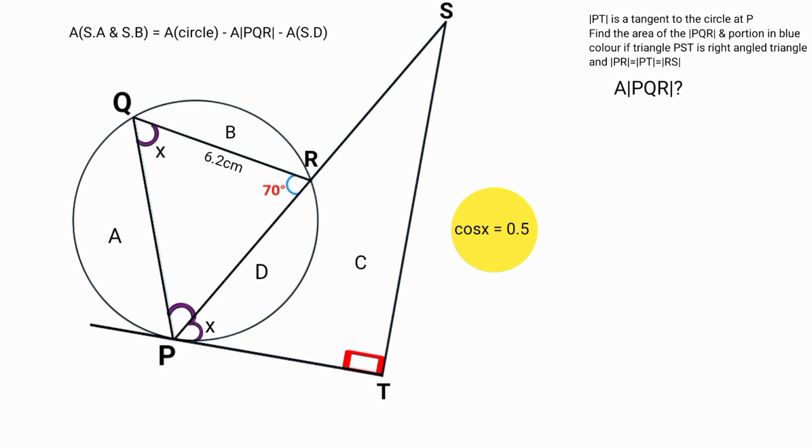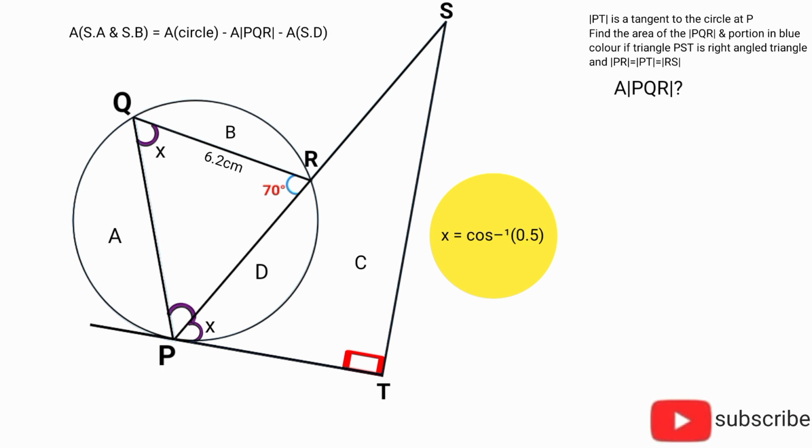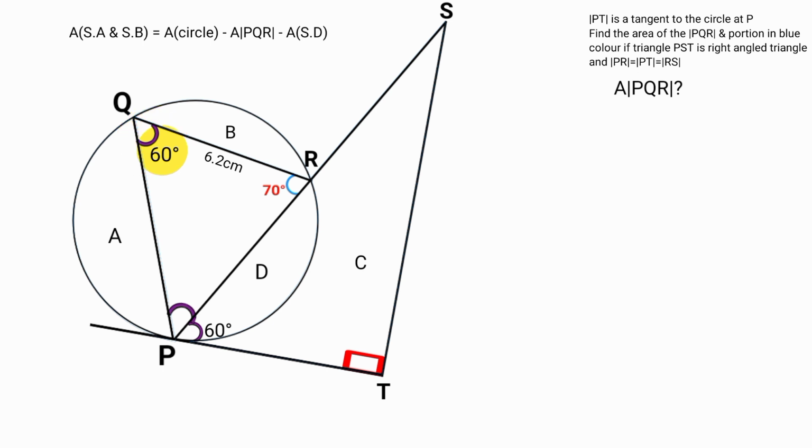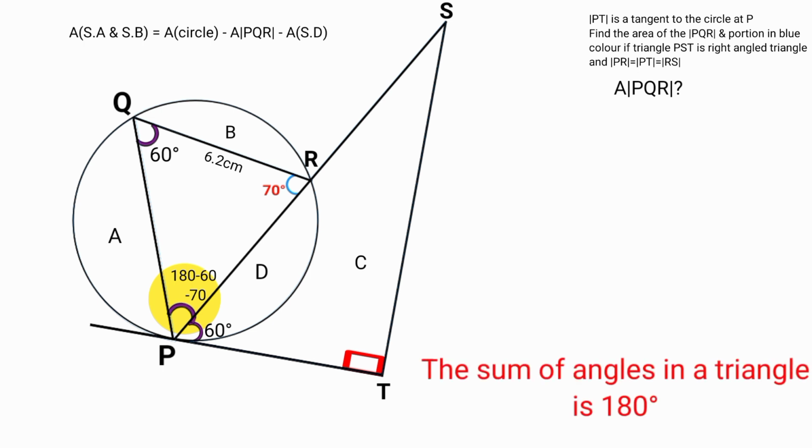To find the exact value of X, we find the cos inverse of 0.5. So X equal to cos inverse of 0.5. Cos inverse of 0.5 is 60 degrees. So X equal to 60 degrees. We can substitute directly here that X equal to 60 degrees and here also. And if this is 60 degrees and this is 70 degrees, this must be equal to 180 degrees minus 60 degrees minus 70 degrees, because the summation of angles in a triangle is 180 degrees.